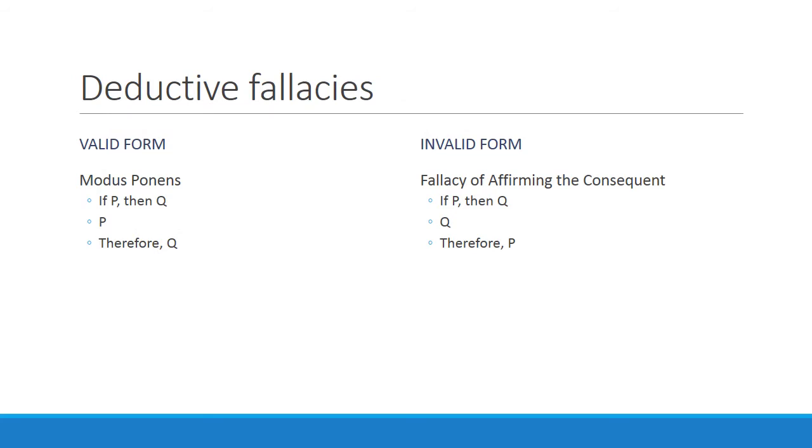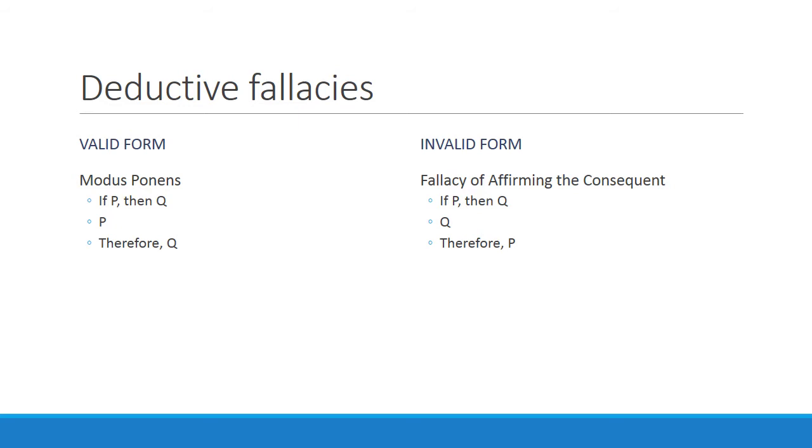For each of these valid deductive forms, there is a similar looking invalid form, something where there's a fallacy, a mistake, that makes the connection not work. For example, here's modus ponens on your left. If you eat the poison, then you'll be ill. You ate the poison, therefore you're ill. Look at the fallacy of affirming the consequent.